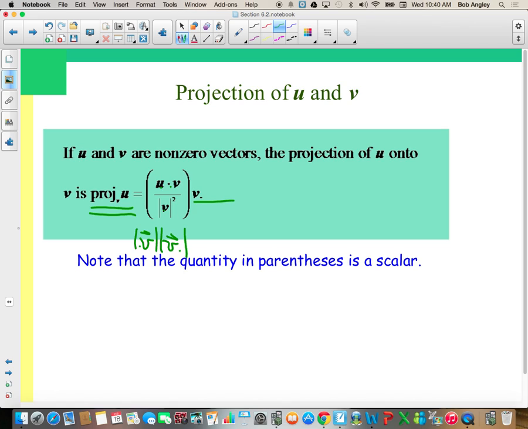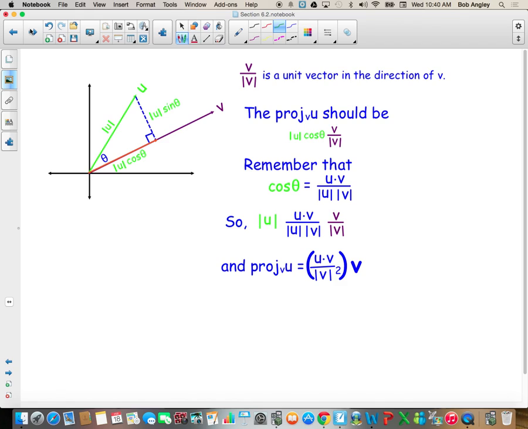Okay, now this quantity right here is a scalar, and so what we're going to do is take a scalar and multiply it by v. Now if this scalar is less than 1, the projection will be less than the length of v. If the scalar is bigger than 1, the projection will be longer than v. Now on this next page, I have the proof of this thing, so let me see if I can go through this with you in a way that makes sense.